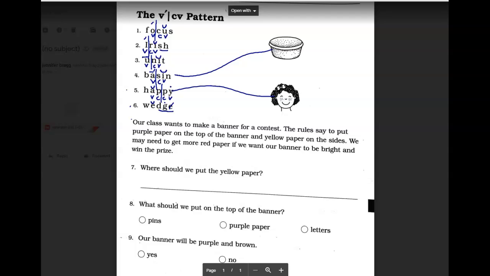So what you're going to do is, our keyword here is yellow paper. So hunt through your story, and I see yellow paper. So then you read around your clues. Yellow paper on the sides. So it says on the sides of the banner.